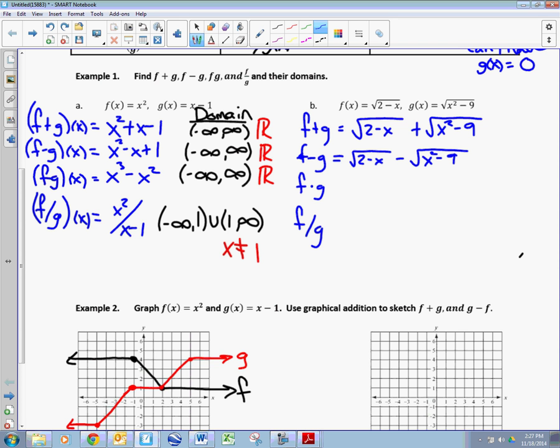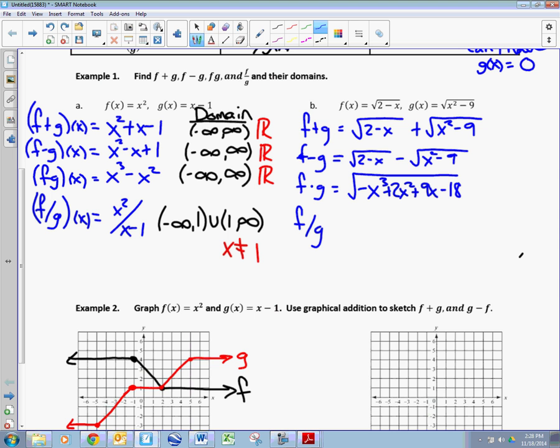How about when you multiply 2 radicals together? Do you multiply the insides? Yeah, you do. So let's multiply these insides. X squared times negative x to the third. X squared times 2, 2x squared. Negative 9 times negative x, positive 9x, and negative 9 times 2. So there's our square root.